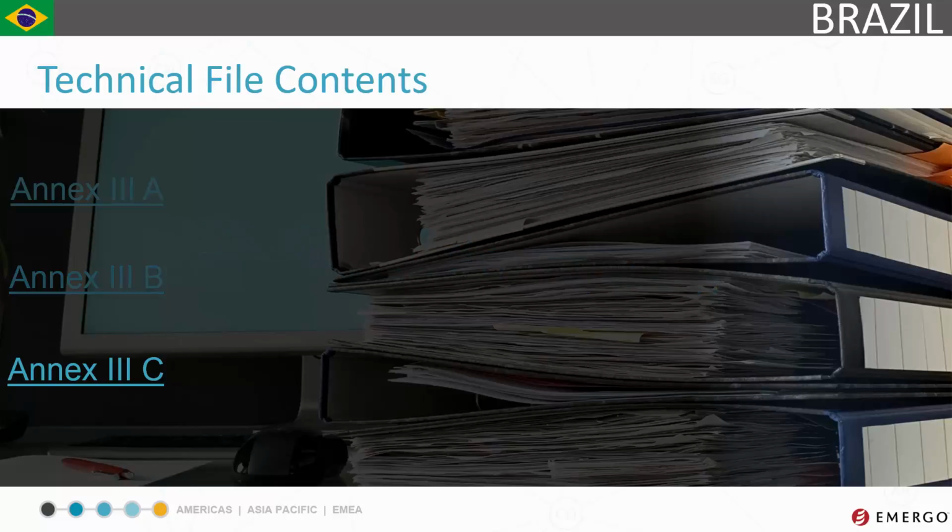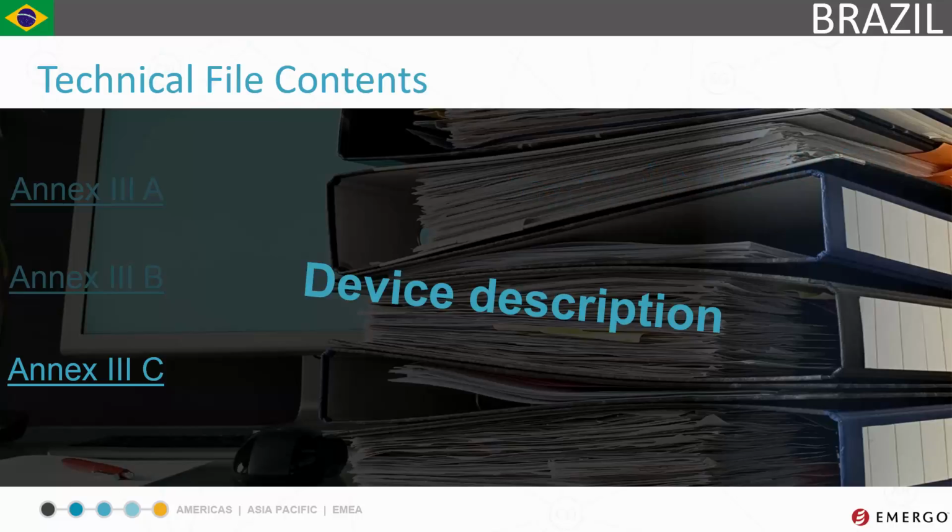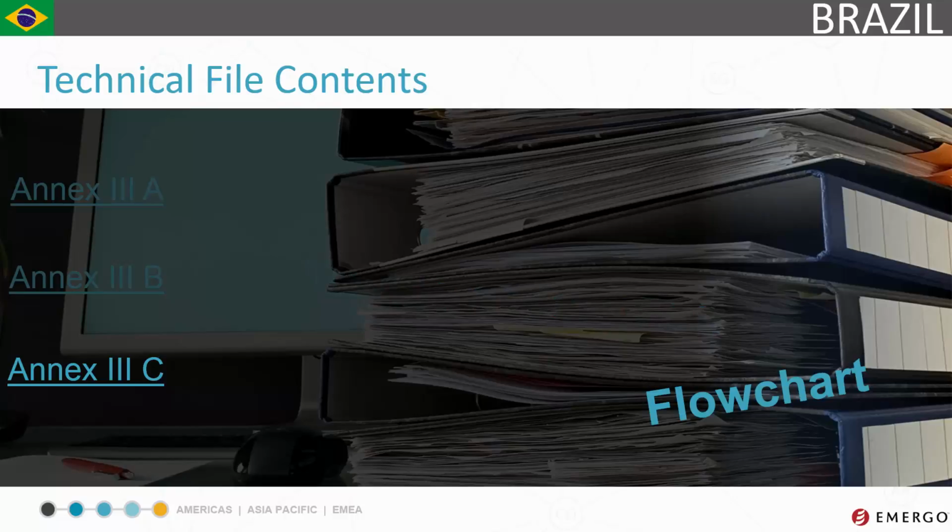Annex 3C is the technical report. This should include items such as the detailed description of the device, indications and contraindications for use, as well as a flowchart illustrating all of the manufacturing stages of the product.